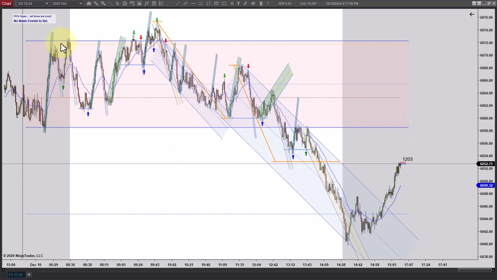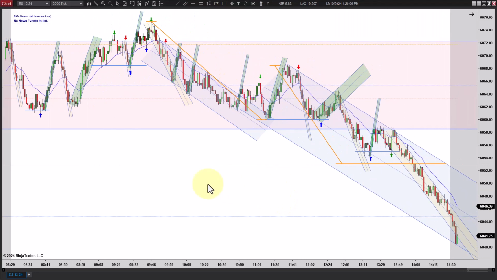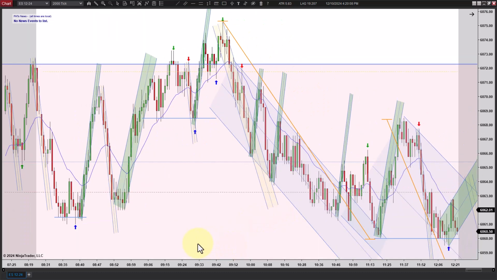So there were no news items today, nothing to really spook or hit the market or anything like that. But anyway, that's how I saw it today. So let's zoom in here. We'll take a look at the trades and go through them.